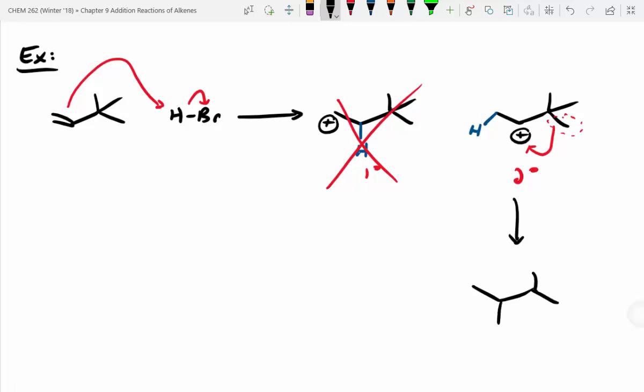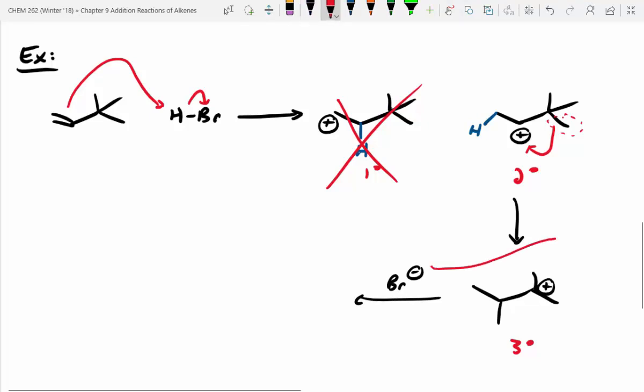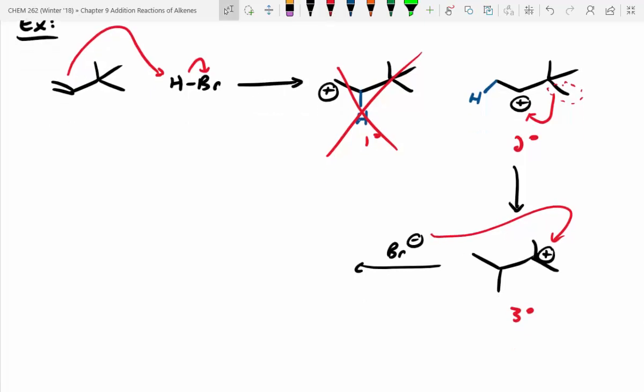That means that we now have formed a tertiary carbocation, which we know is a lot more stable. Now we've got bromide floating around. This bromide we know can attack in. It can attack in from the top face or the bottom face, but does it matter? No, because we aren't forming any new stereocenters. There are no stereocenters in this molecule, so we don't need to worry about it.